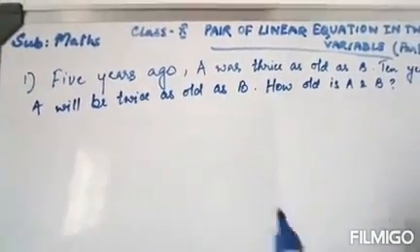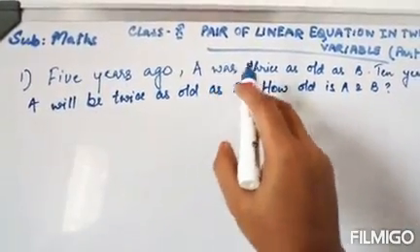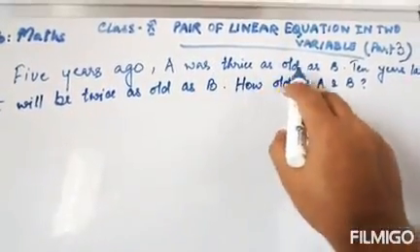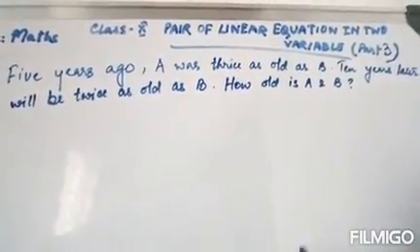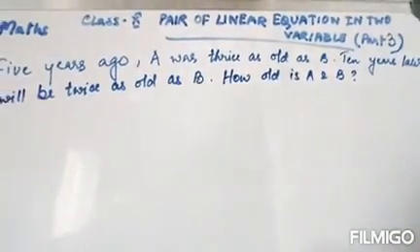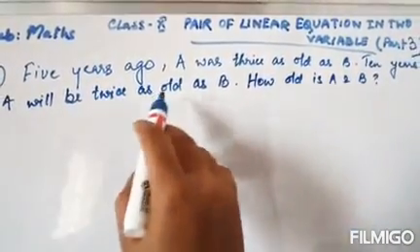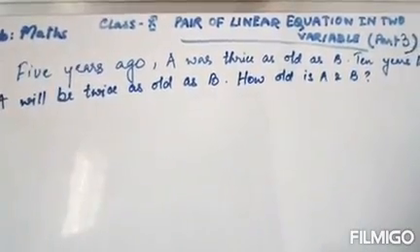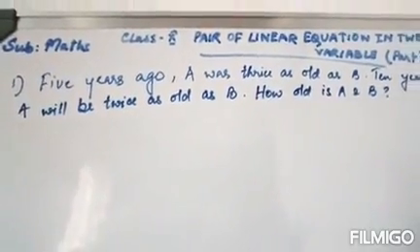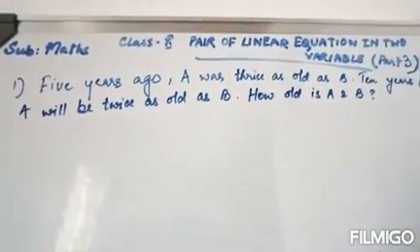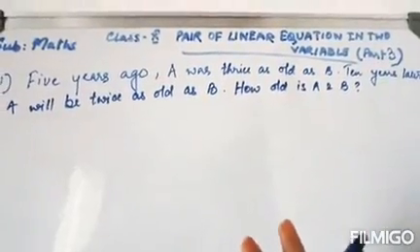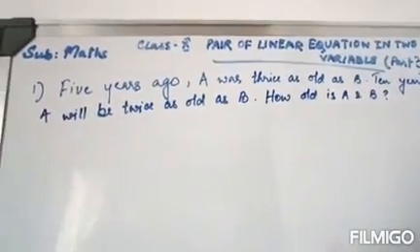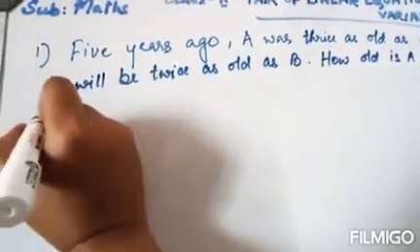Now I have a question: 5 years ago, A was thrice as old as B, and 10 years later, A will be twice as old as B. How old are A and B? So here are two persons we are talking about and two ages we are talking about. One is A's age and one is B's age. Now let us solve this.